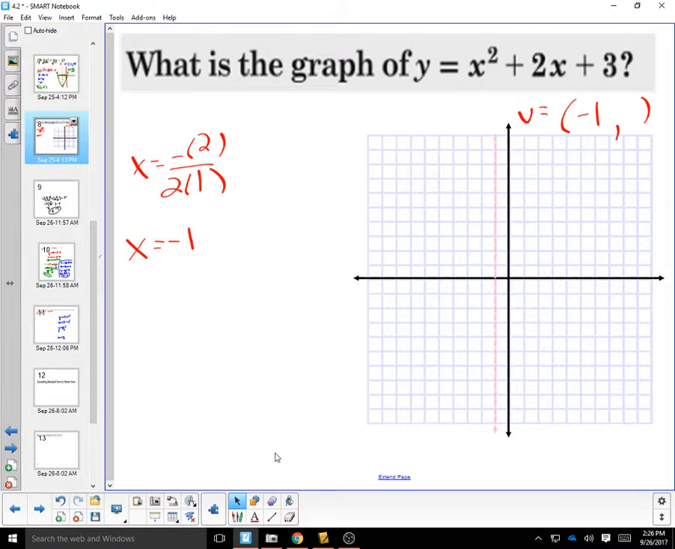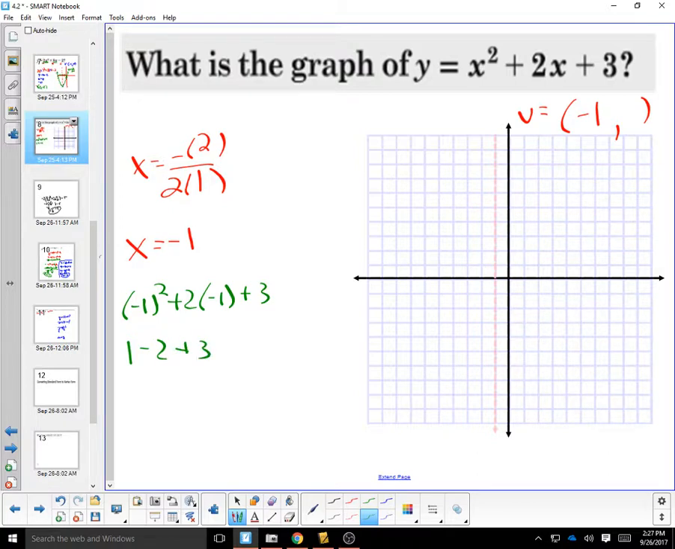Now, to get the y part, what do I need to do with that negative 1? Plug it in. So, I've got negative 1 squared plus 2 times negative 1 plus 3. That makes 1 minus 2 plus 3. That means I'm going to get 2. So, 2. Right? Graph that point: negative 1, 2. Is this parabola facing up or is it facing down? Up. How do you know? Because it's positive. What's positive? No. The a value is positive. The a value is positive.